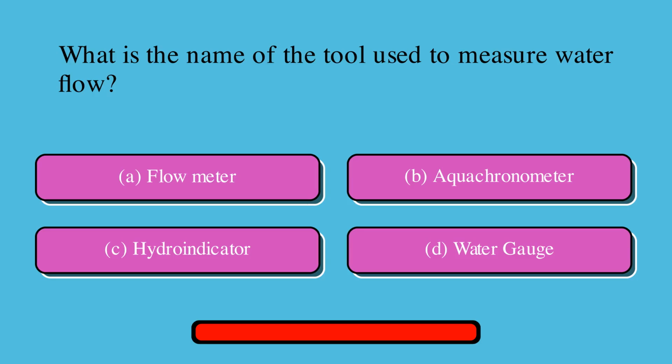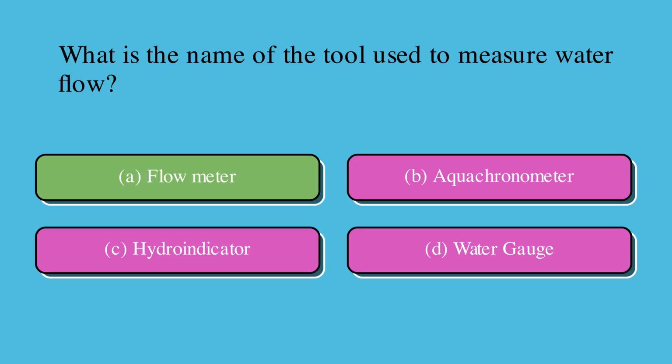What is the name of the tool used to measure water flow? Is it A, flow meter, B, aquachronometer, C, hydro indicator, or D, water gauge? The correct answer is A, flow meter.